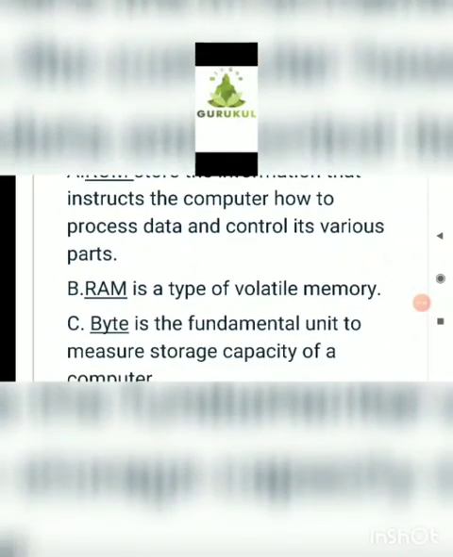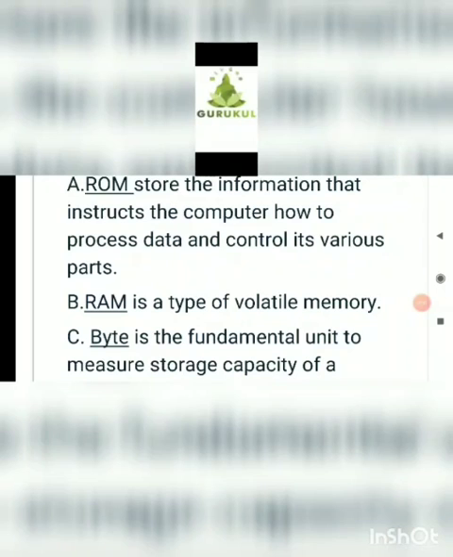Next one, B. Dash is a type of volatile memory. Answer will be RAM. RAM means random access memory, which is a temporary storage memory. Temporary means if the data is stored in RAM and the computer is switched off, all the data will be erased. This is known as the property of volatile memory.